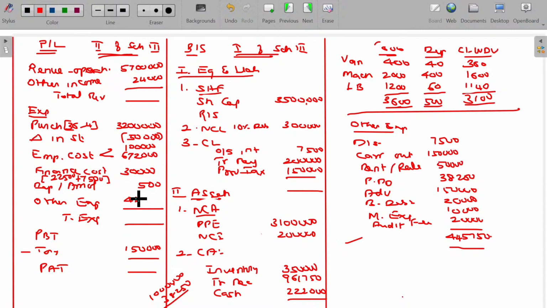So 4,45,750. Now, if I add up these two, 57,24,000 is the total revenue. Total expenses being 48,97,750. If I subtract the total expenses from here, profit before tax here being 8,26,250. PAT will be after subtracting the tax, 6,76,250. This will be part of reserves and surplus.